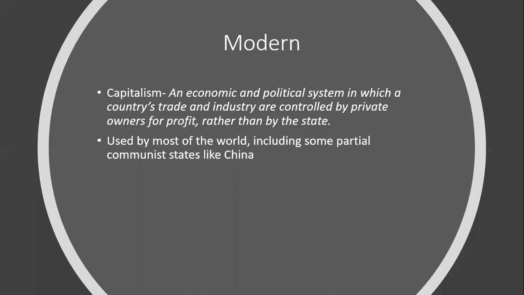So, more modern forms of governance when it comes to the economy and politics in general. We have more of a capitalist society here in the U.S. and in the world. Capitalism is an economic and political system in which a country's trade and industry are controlled by private owners for profit rather than by the state. So in a capitalist society, it's basically survival of the fittest. That's what makes the United States an attractive country for migrants, because under a capitalist system, you can come to this country and start from nothing. You could be living out on the streets in a tent and become a CEO of a major company.